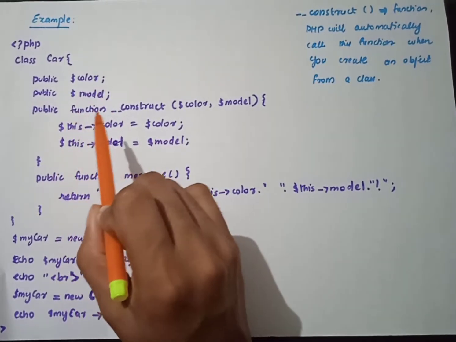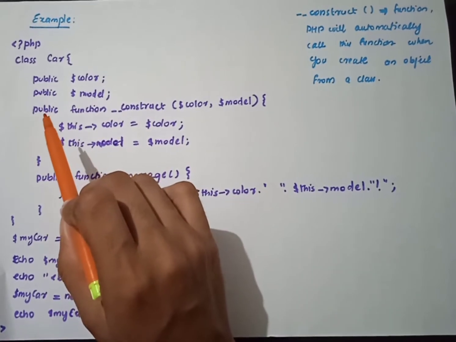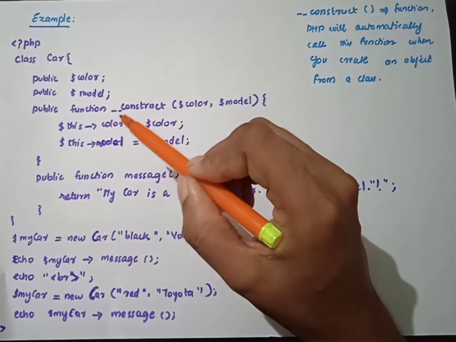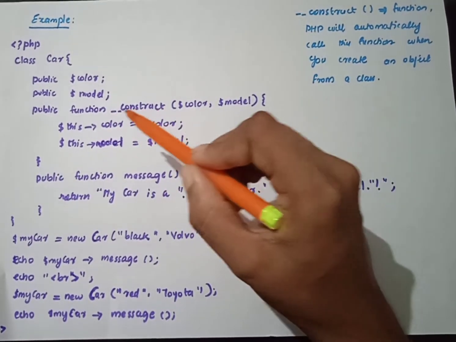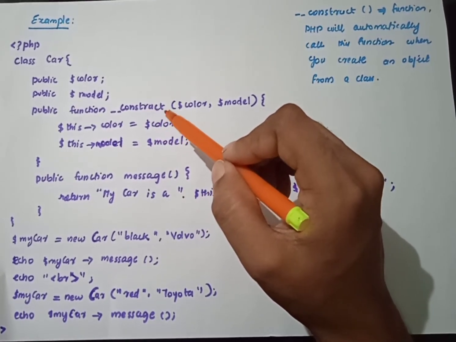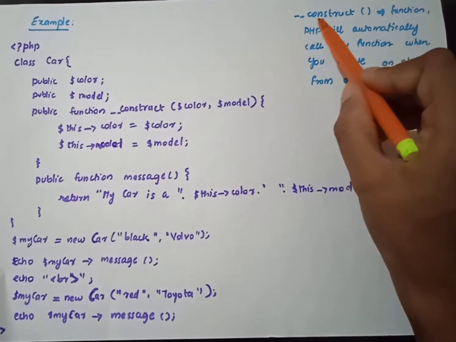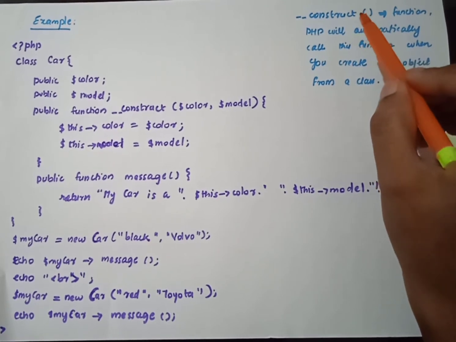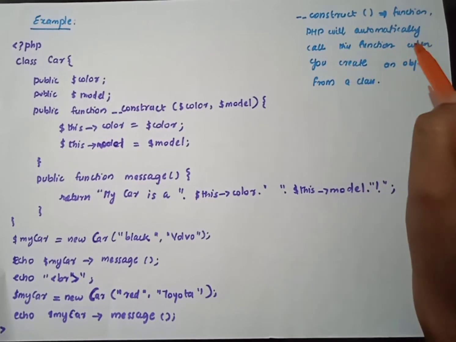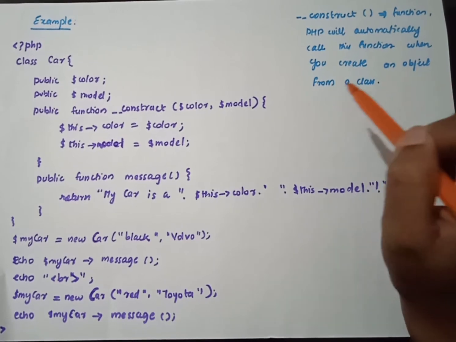Then you can see the function here. Our first function is also defined using public, then function, and this is the function name, construct. Each function has a representation like this, with braces. And when you call this construct function, it has a priority, a speciality, because PHP will automatically call this function when you create an object from a class.